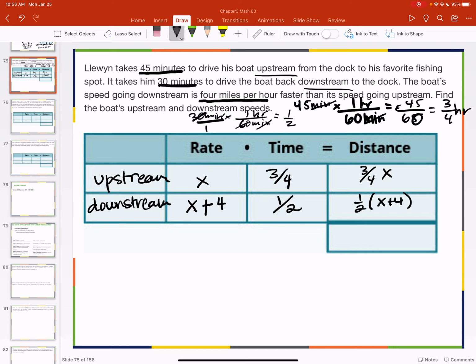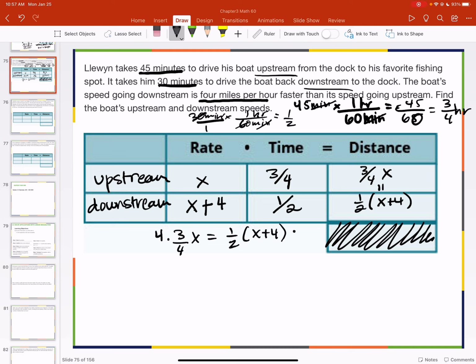Now here's the situation. If he's going downstream and then back upstream, he's actually going the same distance, right? This isn't an add together to become a total situation. This is actually setting the distances equal to each other. So the equation that we can write here is 3/4 x is equal to 1/2 times the quantity x plus 4. Again, we can distribute the fraction 1/2 and simplify, or we could multiply both sides by the LCD, which in this case is 4, and see how the fractions get eliminated, okay? Because I know you guys love fractions.